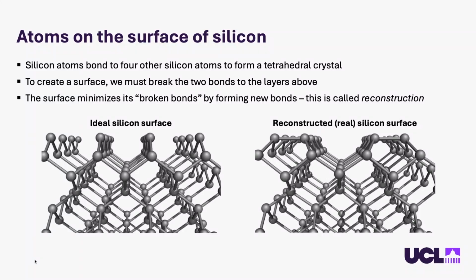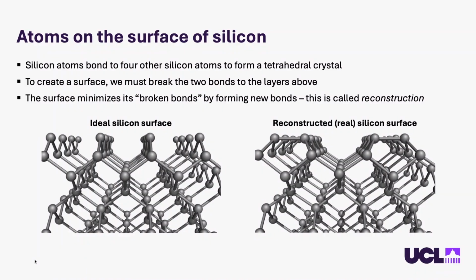If we make a surface by cutting through the top, each one of these atoms at the surface used to be bonded to an atom that was above it. But now it's no longer there because we've cut the crystal. But this is very unstable because we have these broken bonds that would be sticking upwards. And so what happens is these atoms come together to form rows of paired atoms, which we call dimers.